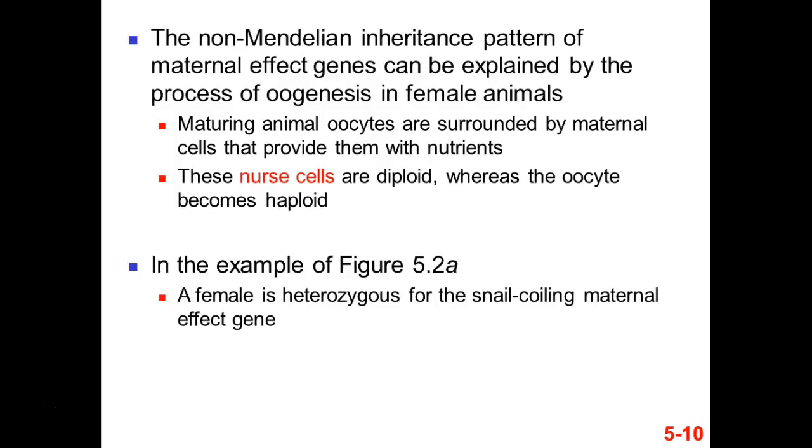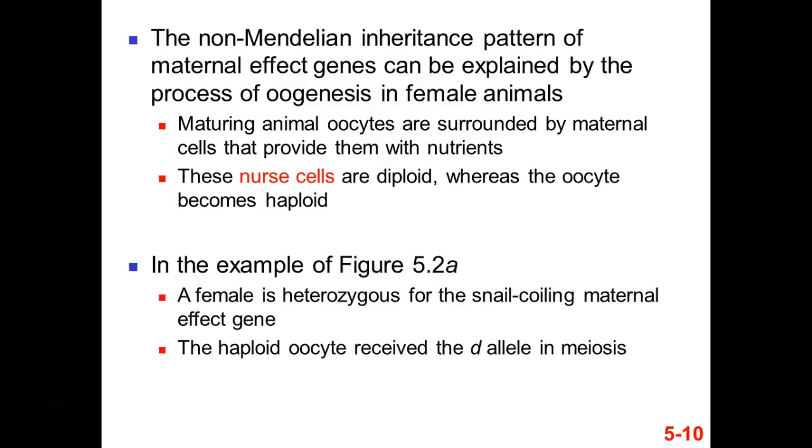And so if the female is heterozygous, remember, she's going to produce both, but she is going to produce the dominant allele. So you'll end up with dextral spin to that shell and all the organs inside. The haploid oocyte receives, say, the d, the recessive allele.